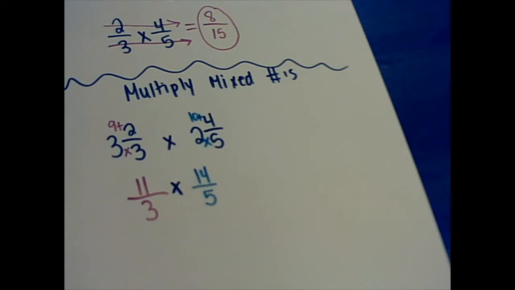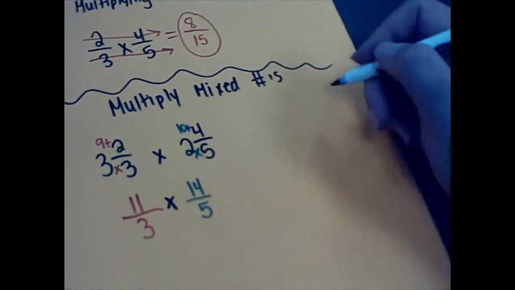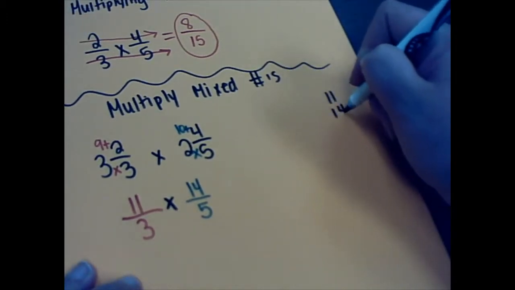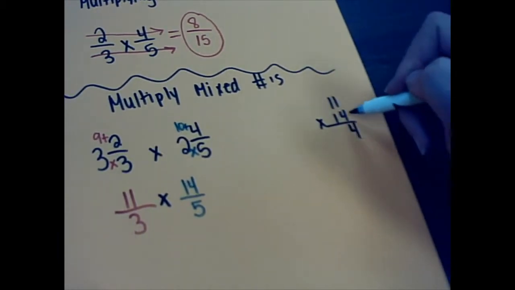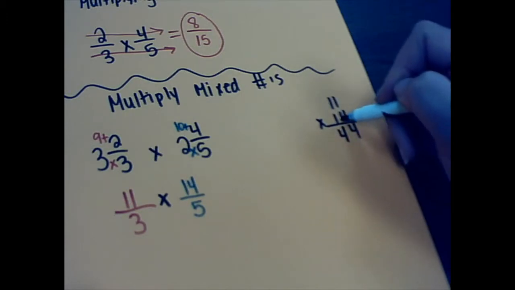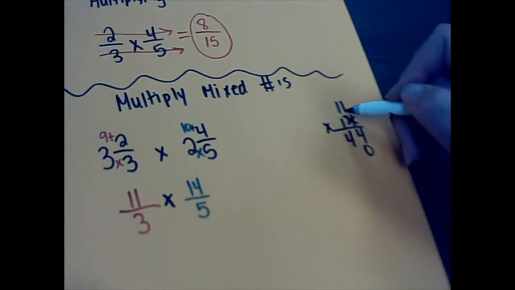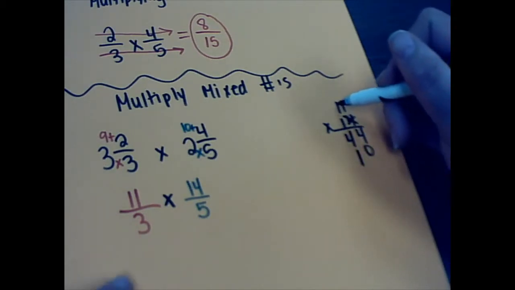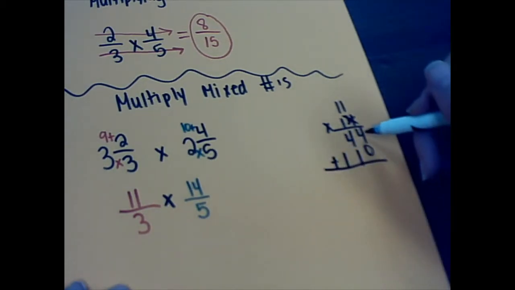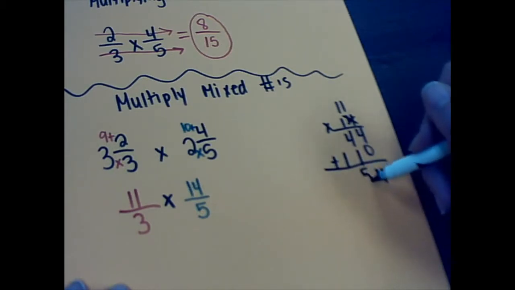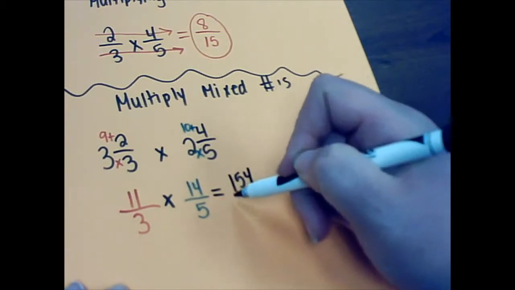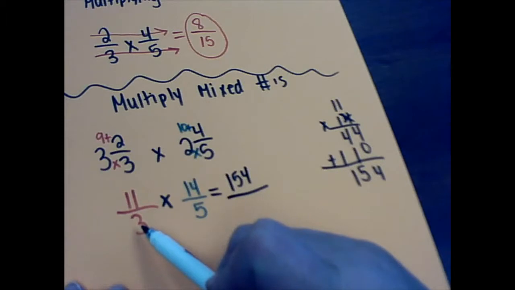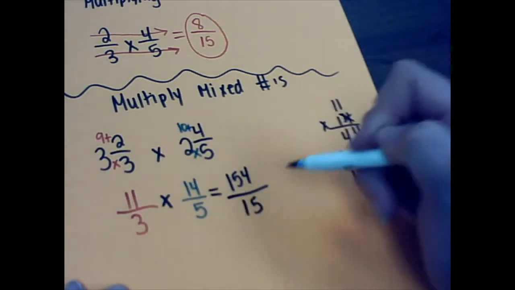So you would do 11 times 14 to get your numerator, which we can do off to the side. 11 times 14. 4 times 1 is 4. 4 times 1 is 4. X's and O's. 1 times 1 is 1. 1 times 1 is 1. When I add that together, I get 154. So 11 times 14 is 154. My denominator, 3 times 5, is 15.